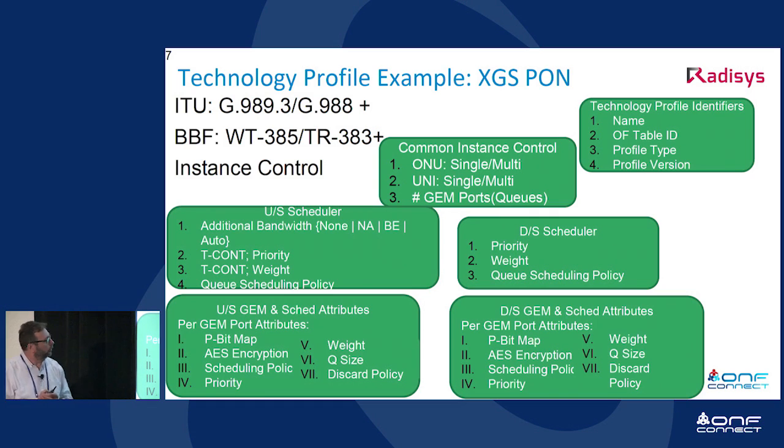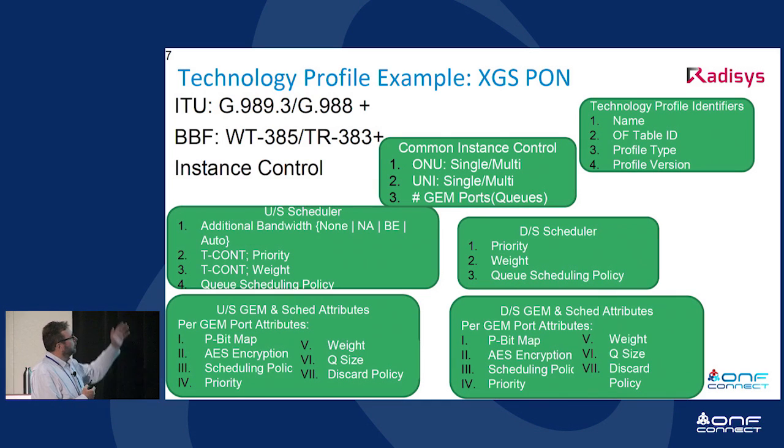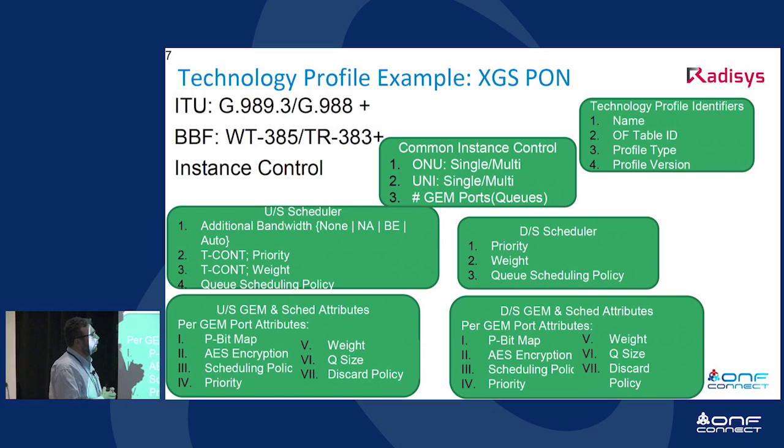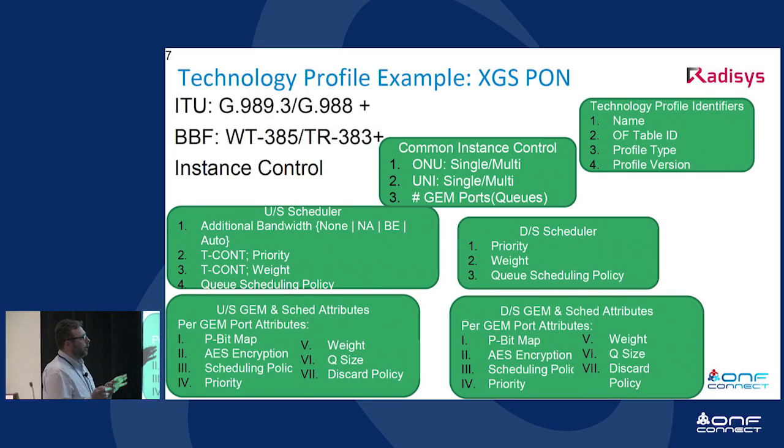So if you look at an example of a technology profile, this one is for XGS PON. Obviously, the focus has been on XGS PON. And we can see that we've tried to combine several standards into the technology profile itself to define attributes that we can use to define the service flow in the context of XGS PON. In addition, there are some identifiers for the technology profile: a version number, a profile ID, an OpenFlow table ID, which is the reference that this OpenFlow message has.